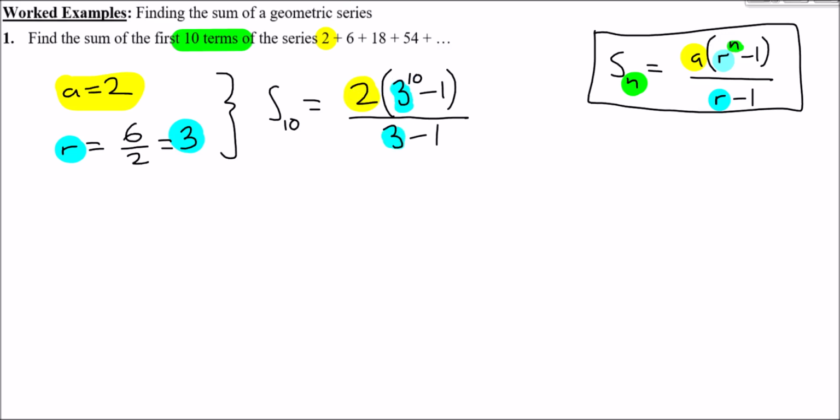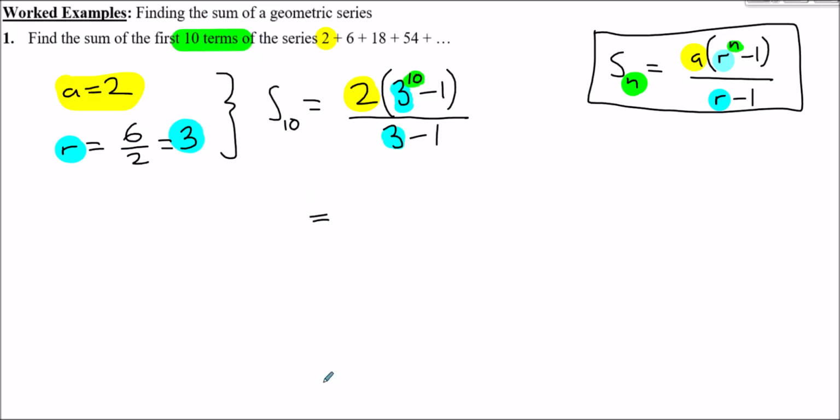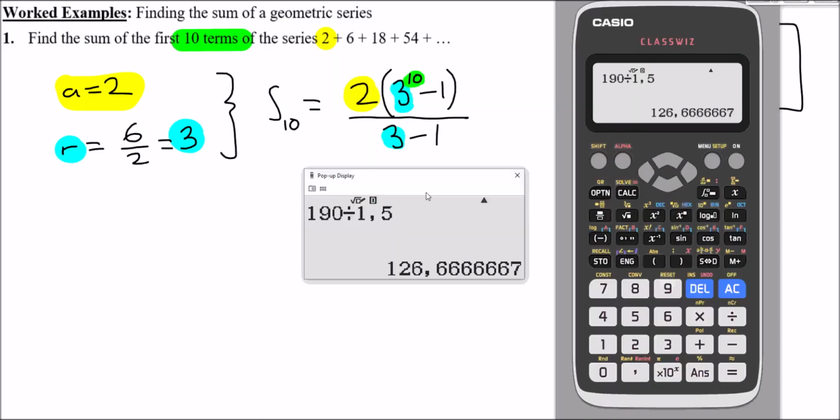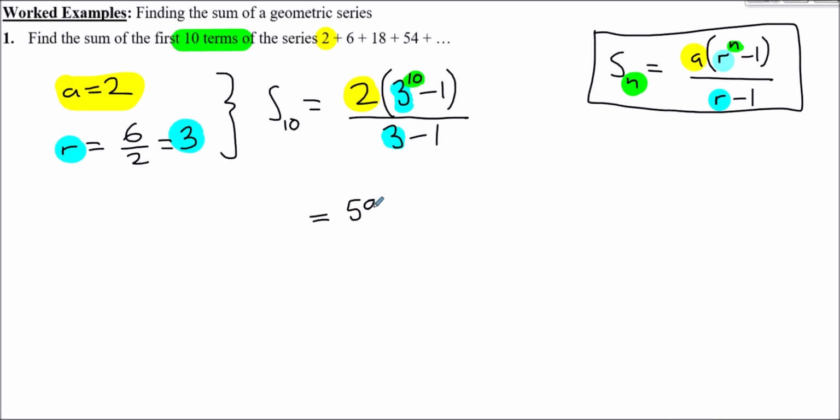So common ratio is 3. In our case, we want the sum of the first 10 terms, so n is 10. So plug that into a calculator and we're good to go. So we've got 2, then brackets, 3 to the power 10, minus 1, close brackets, all over 3 minus 1. Press equals, we get 59,048. And that is the sum of the first 10 terms.